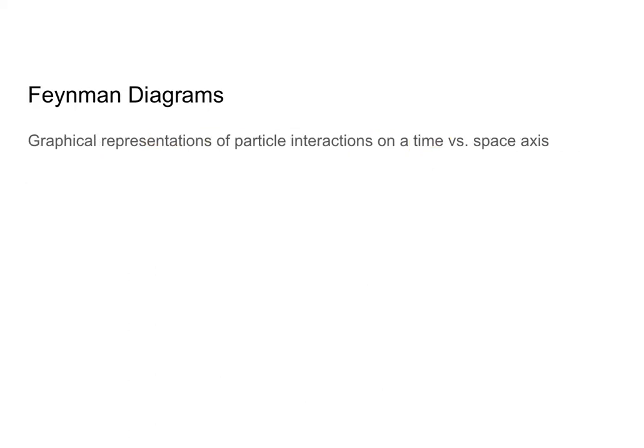Now, this brings us to Feynman diagrams. Feynman diagrams are so cool. They are graphical visualizations of the interactions between particles. We also sometimes call them space-time diagrams because they show position on the x-axis and time on the y-axis.